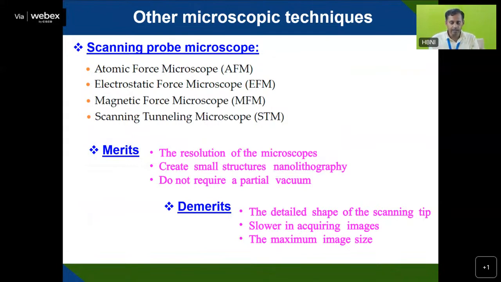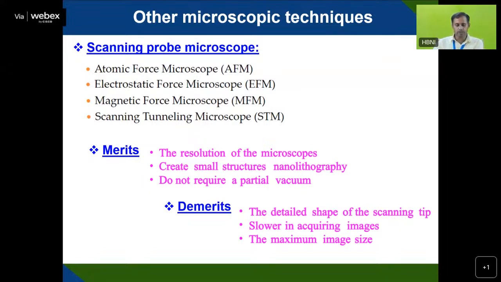Other than TEM, there are other microscopic techniques available to get similar or better information, like scanning probe microscopy. One is atomic force microscopy, AFM. There you use tapping mode or contact mode. You have a sample surface, which you can put on a mica or silica surface, and a cantilever scans the surface, and depending upon the force you are able to see the image.